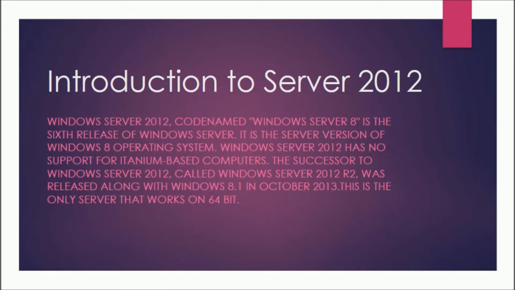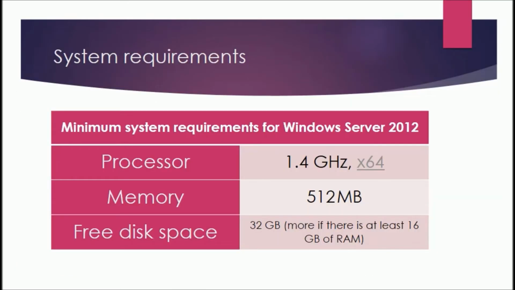Windows Server 2012, code name Windows Server 8, is the sixth release of Windows Server. It is a server version of the Windows 8 operating system. Windows Server 2012 has no support for Itanium-based computers. The successor, Windows Server 2012 R2, was released along with Windows 8.1 back in October 2013. This is the only server that supports only 64-bit processors. Now we have a basic understanding of what Windows Server 2012 is all about.